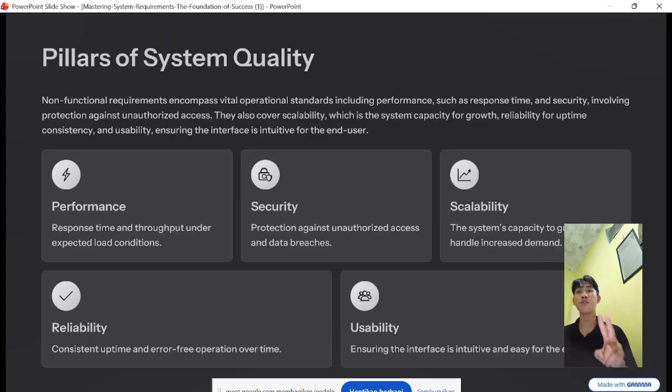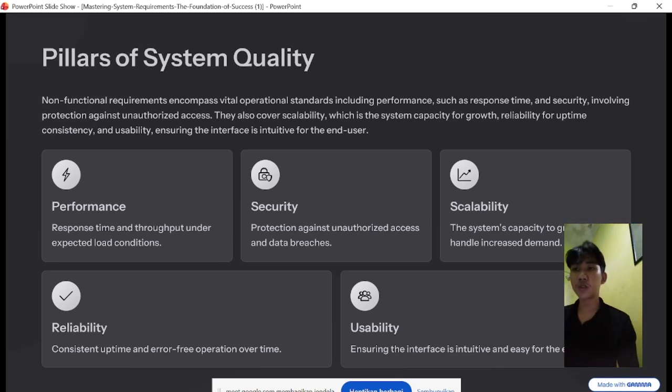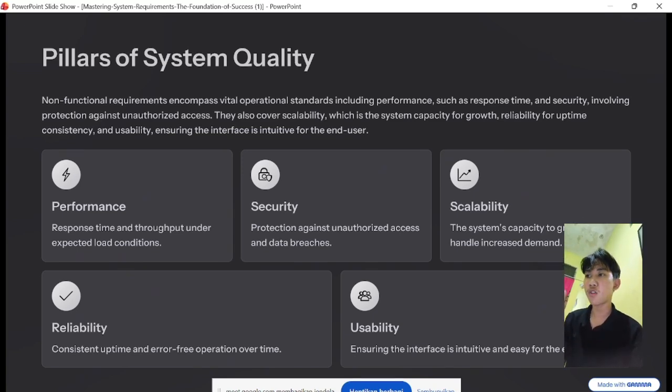Next slide. Pillars of system quality. Non-functional requirements encompass vital operational standards including performance, such as response time, and security, involving protection against unauthorized access. They also cover scalability, which is the system's capability for growth, reliability, consistent operation, and usability, ensuring the interface is easy to use.